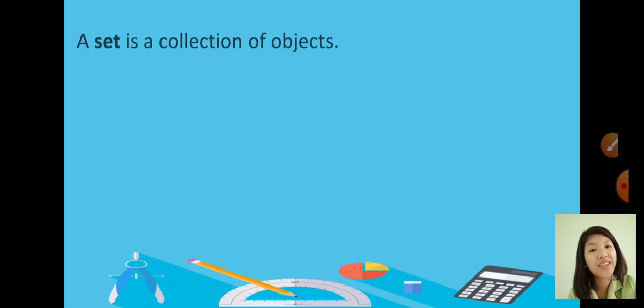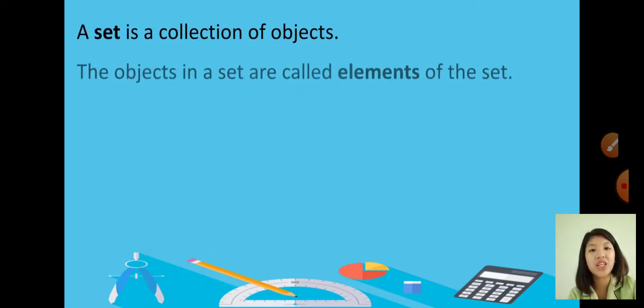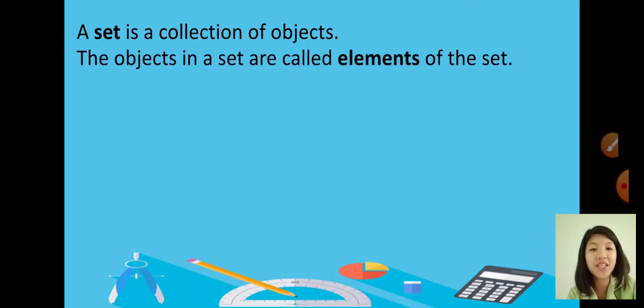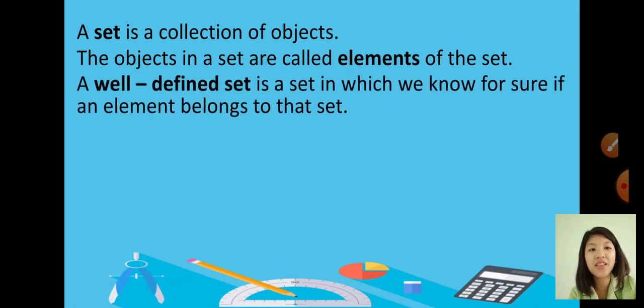So what is a set? A set is a collection of objects, and the objects in a set are called elements of the set. A well-defined set is a set in which we know for sure if an element belongs to that set. So we have these examples.